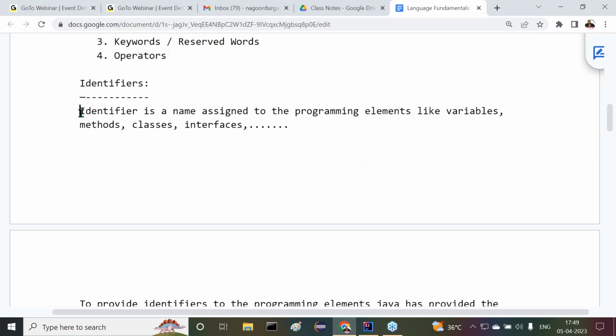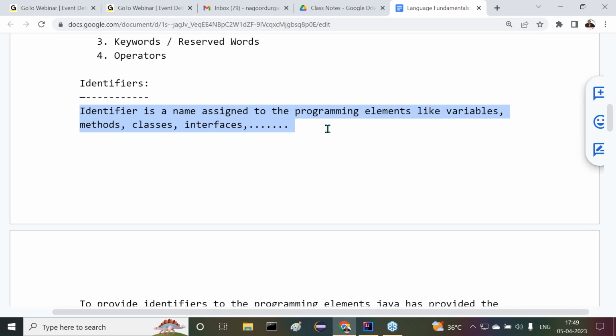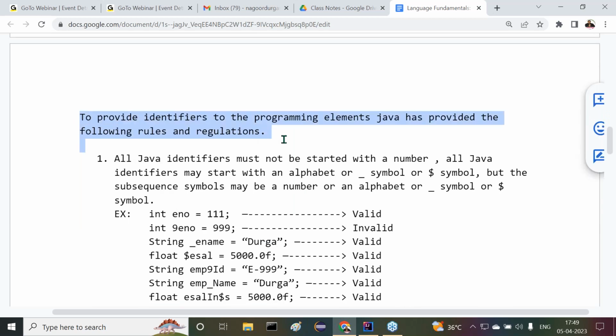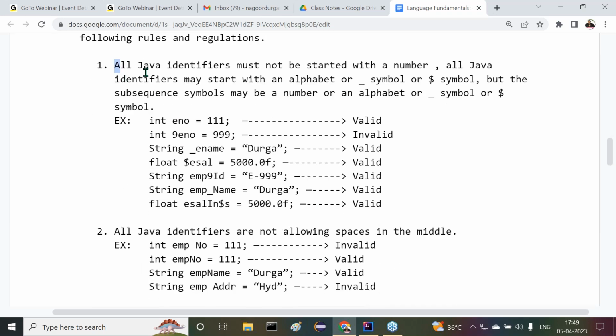Now here, what is an identifier? Now tell me. An identifier is a name assigned to programming elements like variables, methods, classes, interfaces, and so on. To provide identifiers to the programming elements, Java has provided the following rules and regulations. All Java identifiers must not start with a number. All Java identifiers must start with an alphabet or underscore symbol or dollar symbol, but the subsequent symbols may be a number or an alphabet or underscore symbol or dollar symbol.